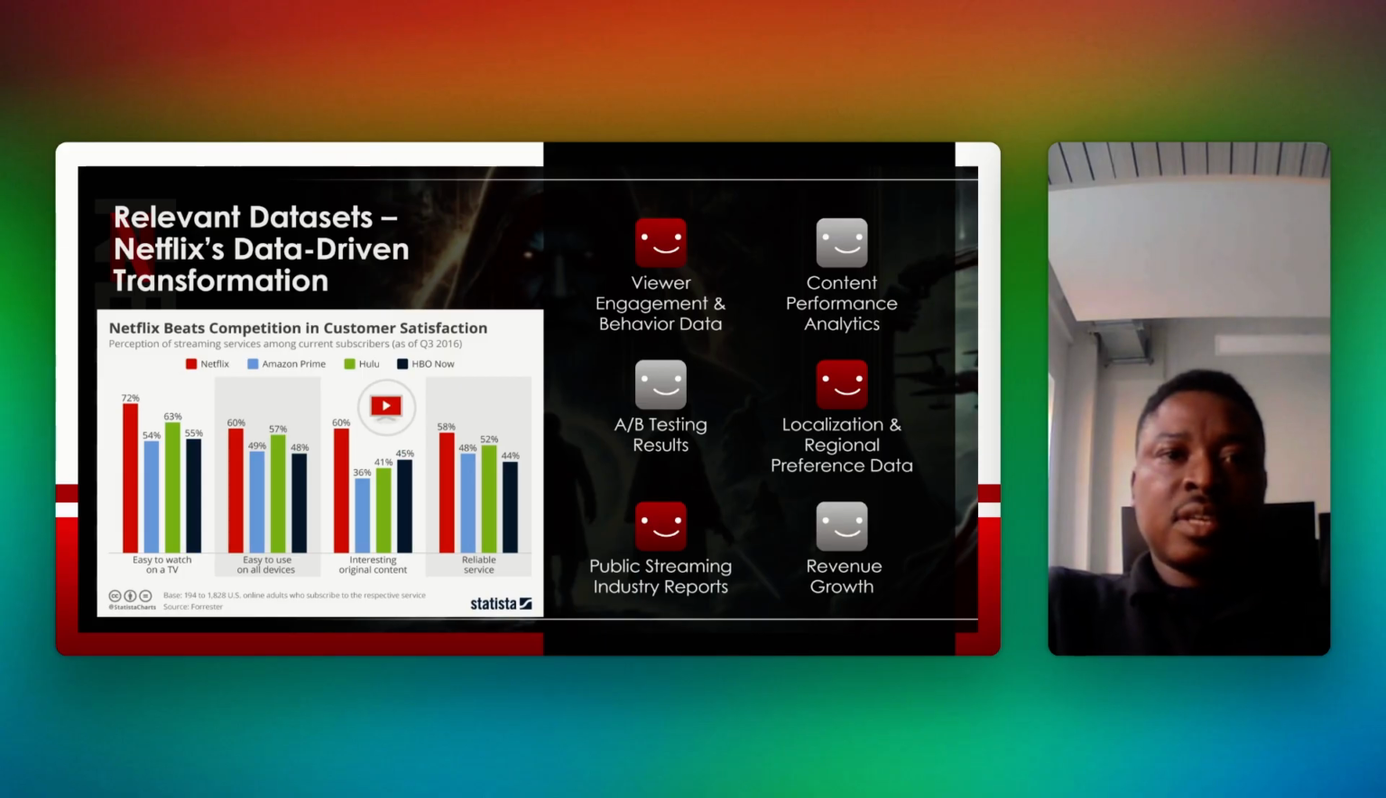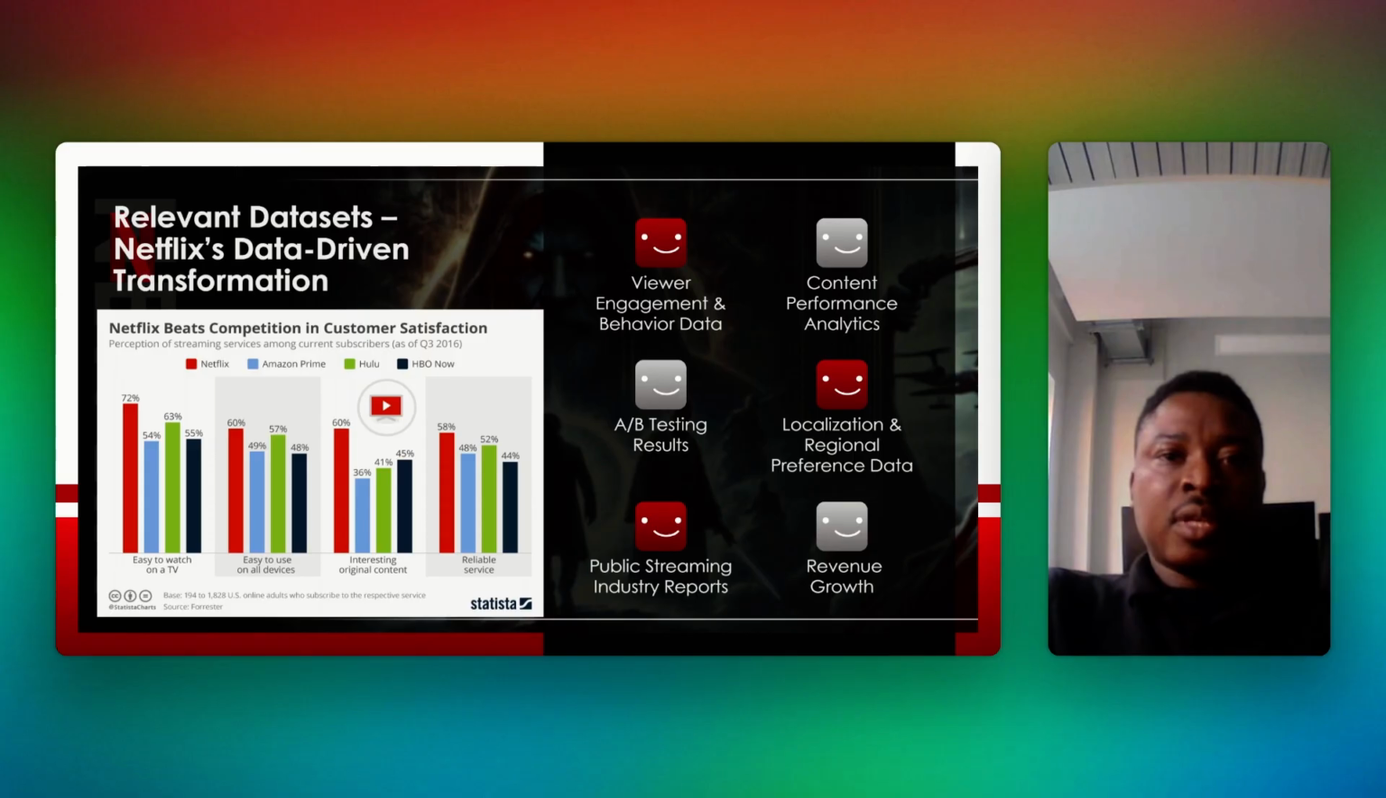Relevant data sets. Netflix transformation is driven by data. Internally, they track viewers' behavior, like watch time, skip rates, and completion of movies percentage. They also run extensive A/B testing to improve their UI, everything from thumbnails to homepage layout. Externally, I'll also use public data from sources like Statista and Netflix Tech Blog to simulate insights.